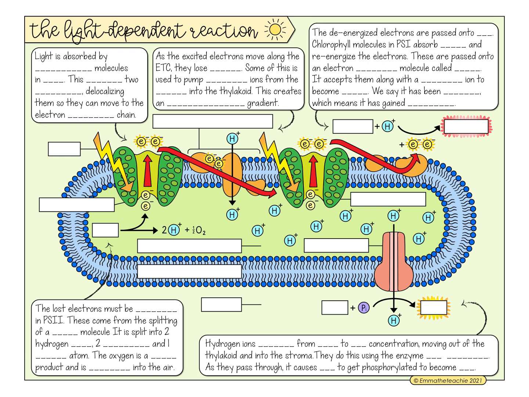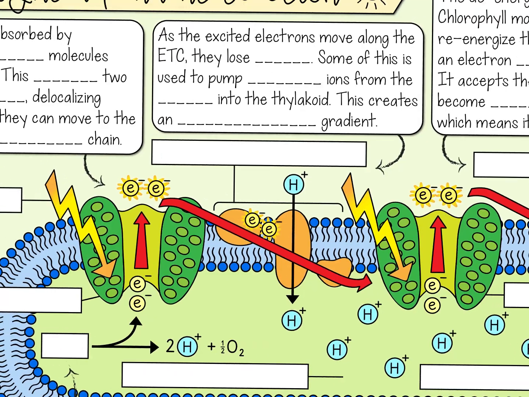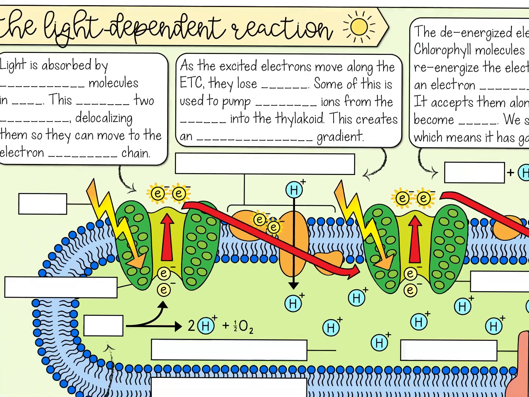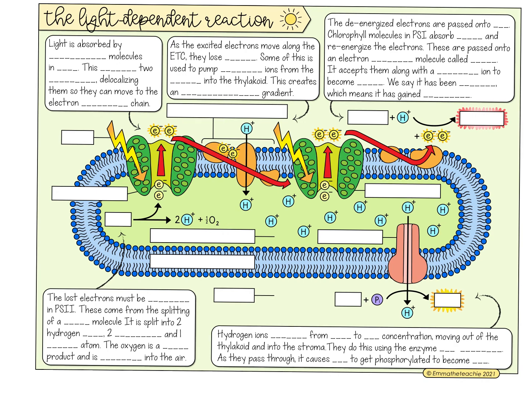All right, so this is a little bit different than what we talked about in class, because when we looked at this last time, we only looked at these players right here: photosystem 1, 2, and the electron transport chain. But when we look at it as a whole, remember this is integrated within the membrane of the thylakoid. So let's go ahead and put down where everything is.